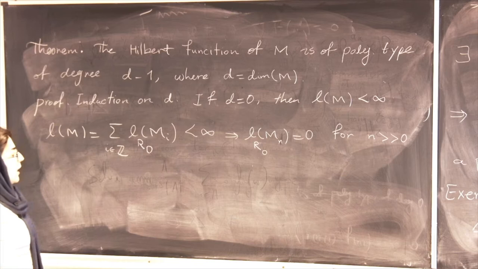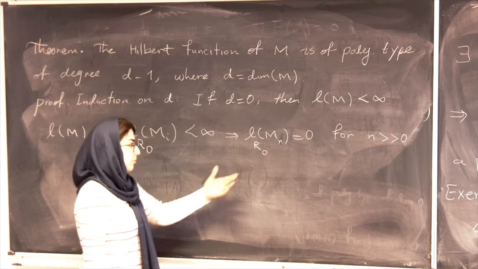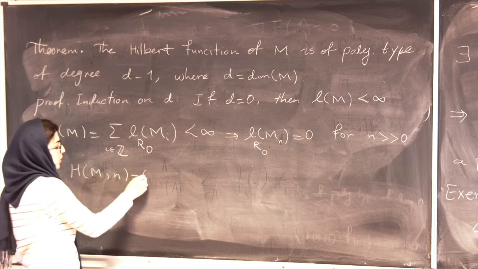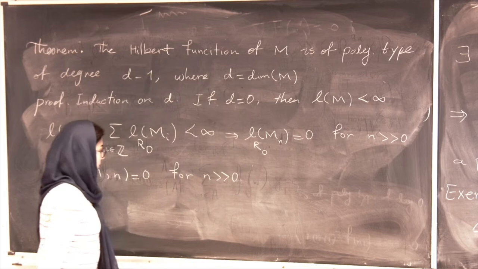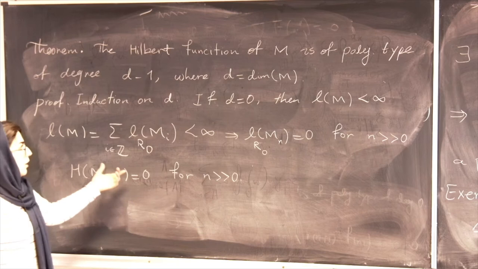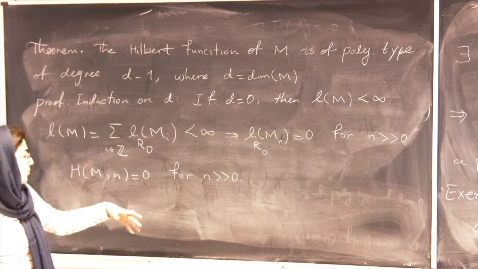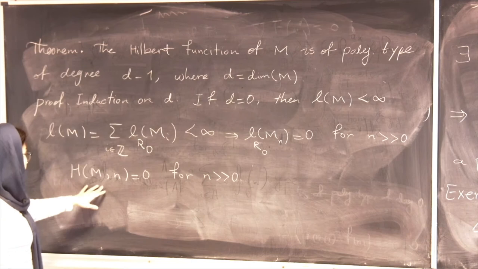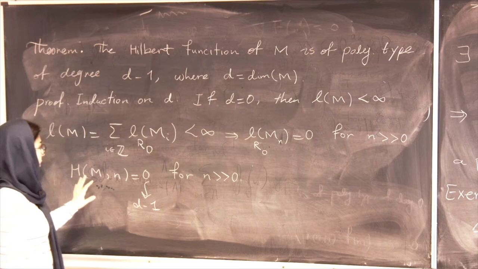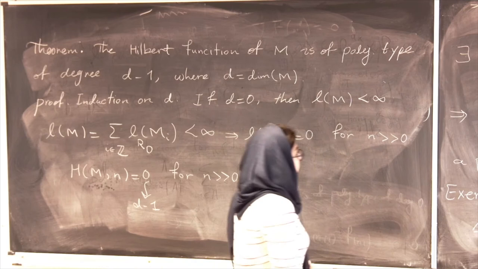And because this is exactly the Hilbert function of M, this means that h of M and n is equal to zero for large n. So the polynomial that we are looking for is just the zero polynomial, and as I told you, by convention, we consider the zero polynomial to be of degree minus one. So this is a polynomial of degree d minus 1. So the Hilbert function is of polynomial type of the right degree. So we may assume that d is positive.